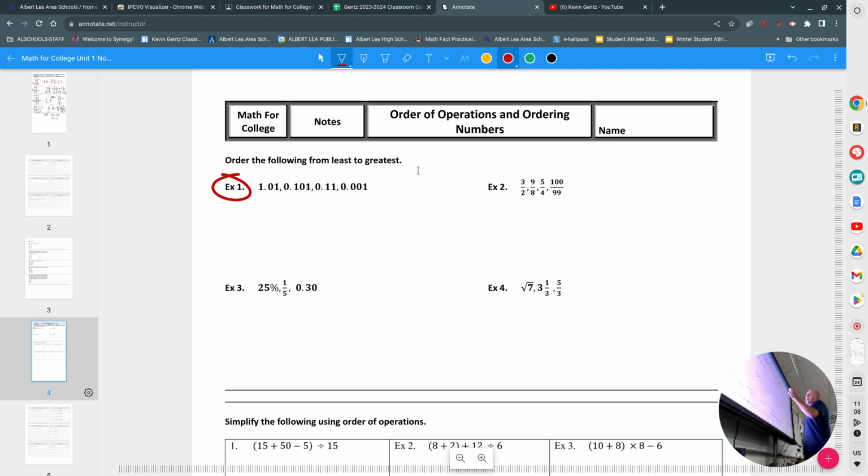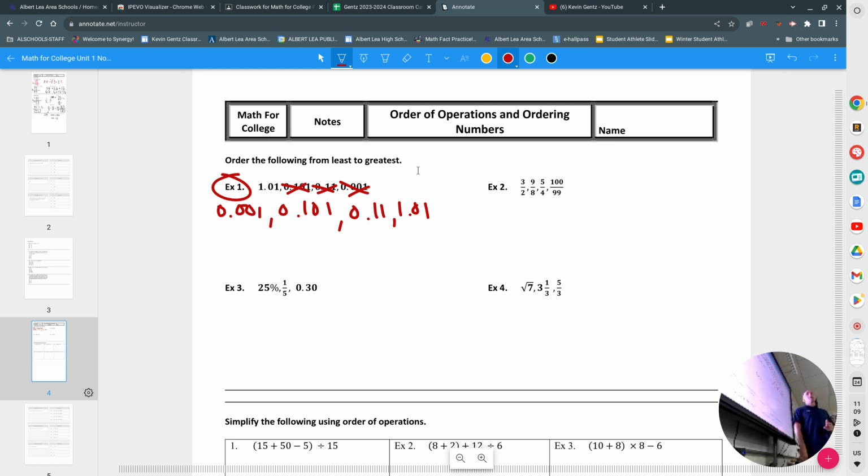Okay, here we go. Order from least to greatest. You should have 0.001. That's the smallest. And then the next one would be 0.101. That'll be next. And then 0.11. And then 1.01. So this is the type of problem that most people get right on the test. However, the next 3 problems tend to be where people make a mistake. So let's talk about ways of looking at example 2.